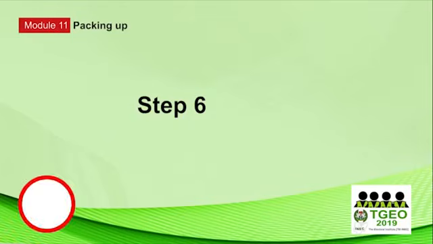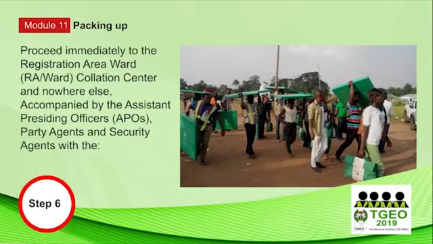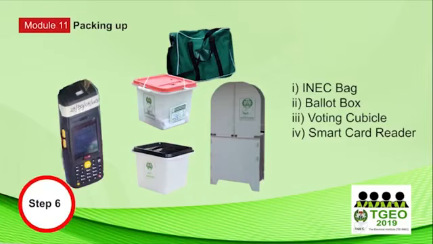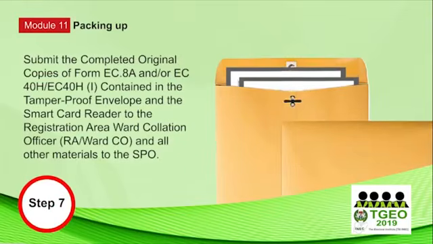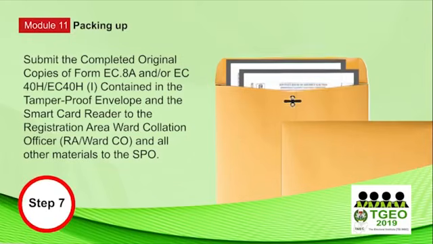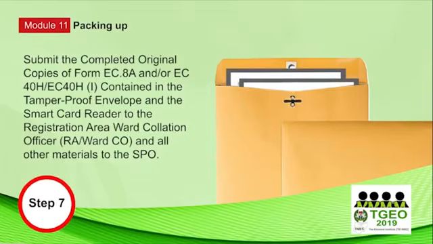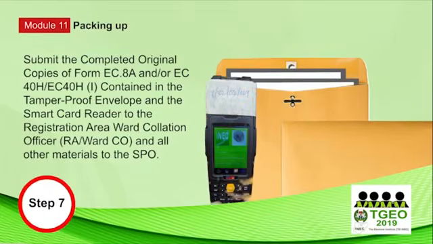Step 6. Proceed immediately to the Registration Area (RA) Ward Collation Center and nowhere else, accompanied by the Assistant Presiding Officers (APOs), party agents and security agents, with the INEC bag, ballot box, voting cubicle and smart card reader. Step 7. Submit the completed original copies of Form EC8A series and EC40H and EC40H1 contained in the tamper-proof envelope and the smart card readers to the RA Ward CO and all other materials to the SPO.